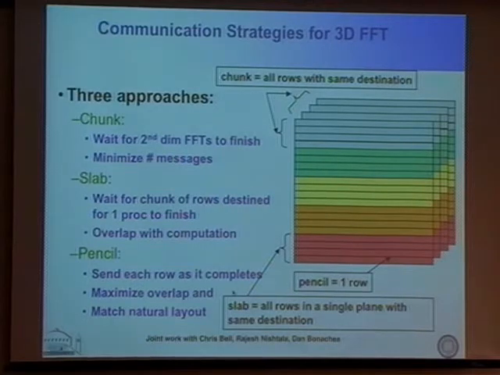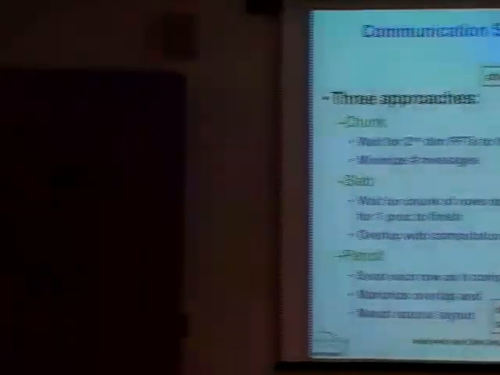And the last algorithm is called the pencil algorithm, which seems kind of crazy, but you've already done the FFTs in the columns, and as you're doing the FFTs on the rows, as soon as you've done one of the rows, you immediately send that row to the processor that owns it. It turns out that this maximizes the overlap of communication and computation. You start sending the data earlier, and you spread it out with more computation mixed in between, and it also matches pretty well the natural data layout, which gives you certain advantages in the local memory system.